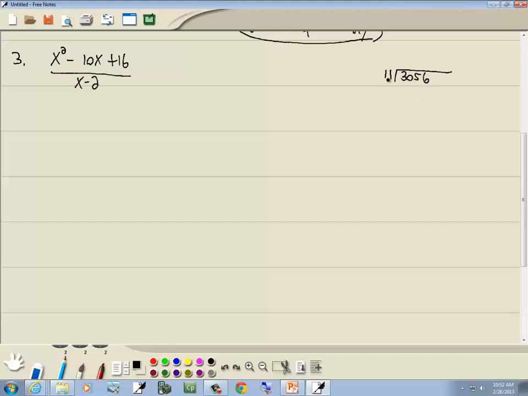Let's look at this problem. Now we take a look at the 11. 11 doesn't go into 3, but it goes into 30. You ask yourself, what times 11 either gives you 30 or as close as you can get to 30? Well, that's 2. Now remember, whatever you put up on top here, you multiply by what's out in front. 2 times 11 is 22.